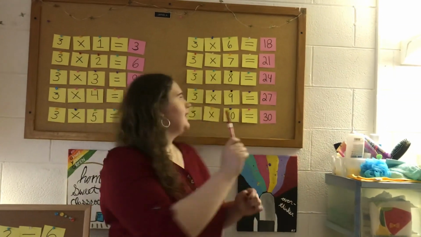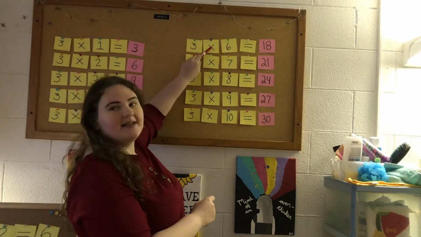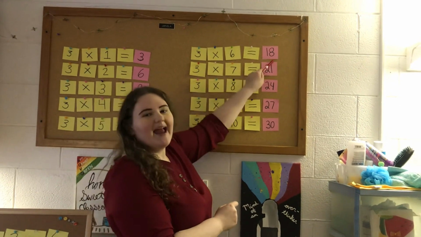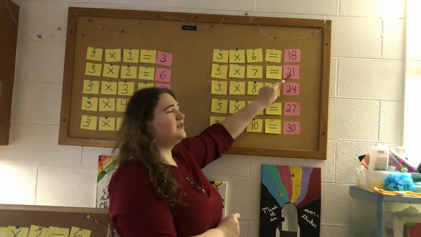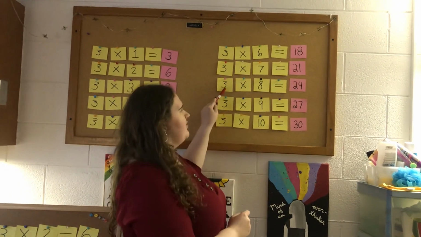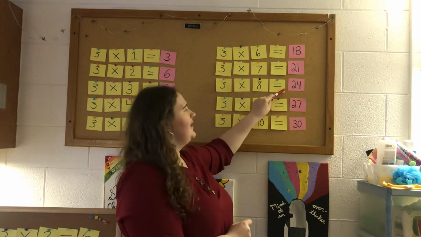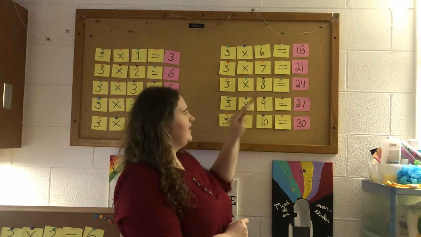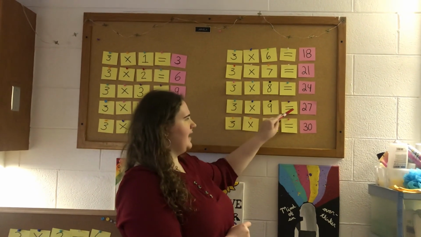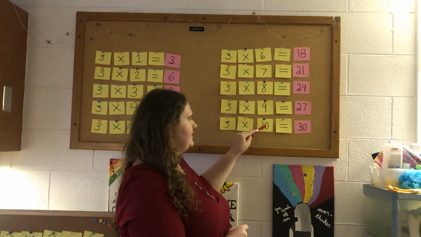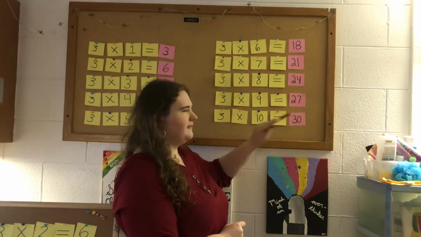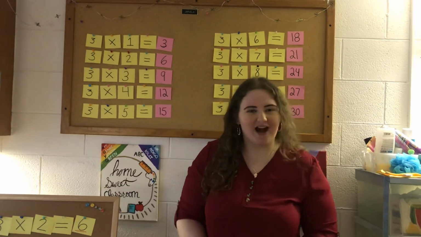All right. 3 times 6 equals 18. 3 times 7 equals 21. 3 times 8 equals 24. 3 times 9 equals 27. 3 times 10 equals 30. All right, great job, third graders.